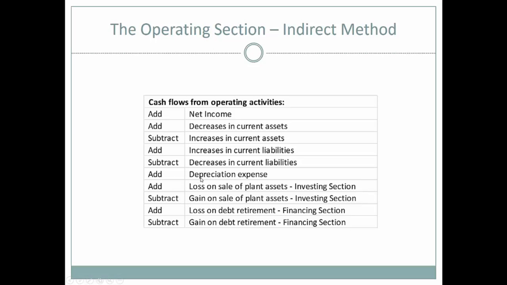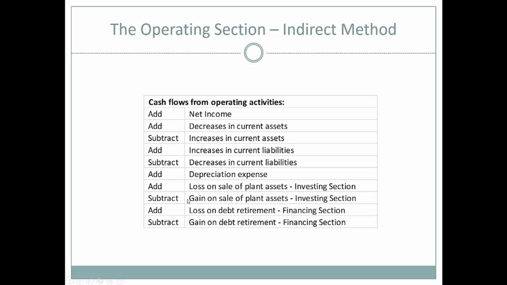Next, we're going to add back depreciation expense. That's because depreciation expense is a non-cash item, and we're going to be adding it back because we had net income, which has a deduction for the depreciation expense. So we're trying to move net income back into a cash basis. Then we want to add any loss on the sale of a plant asset. Again, any loss on the sale of a plant asset is the non-cash portion of the sale of a plant asset, and so we're trying to move net income back into a more cash-related basis.